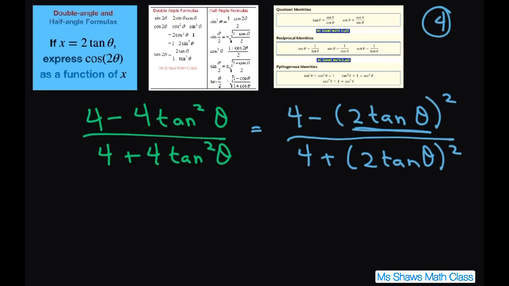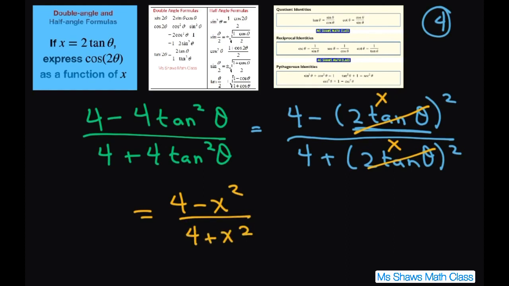Now I have no more. This is x, and this is x. So basically your final answer is going to be 4 minus x squared, and the denominator is 4 plus x squared. And we did what we were supposed to do.